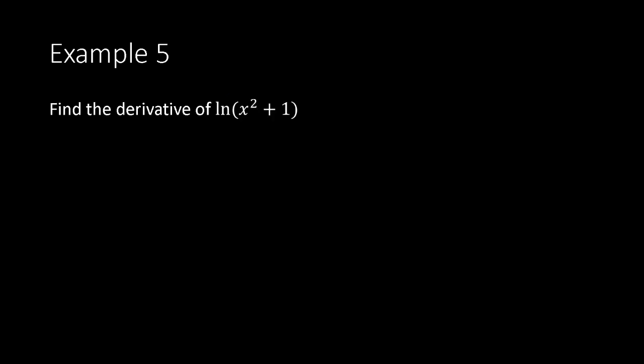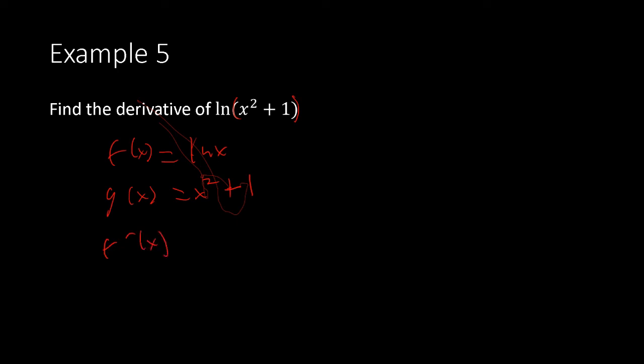Okay, final problem here. This is a composite function using ln. So obviously the outer function here is going to be natural log, f of x equals ln x. And our inner function is just the inside of that, which is x squared plus 1. So f prime of x, you should have this memorized. The derivative of ln x is just 1 over x. And g prime of x, well, we did this before, that's just going to be 2x.